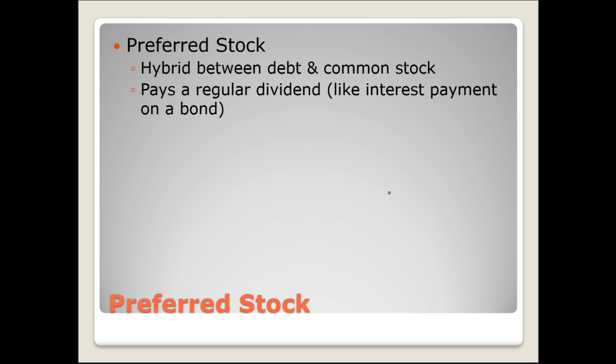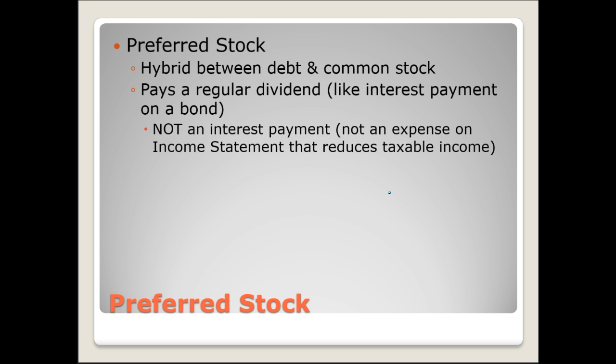Now, one last thing we have to think about in this chapter is the concept of preferred stock. Preferred stock is a hybrid between debt and common stock. It does pay a regular dividend. It's not an interest payment, but it is an obligatory dividend. Remember, common stock, a company is not obliged to pay the dividends. They can choose to if they want.